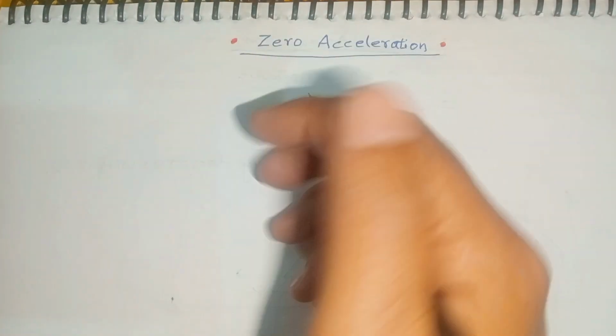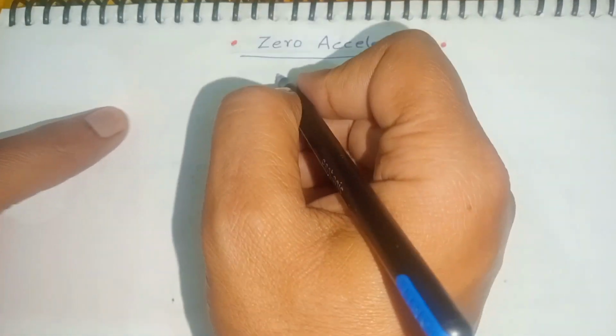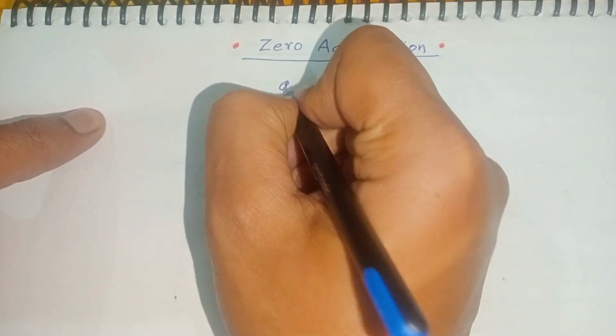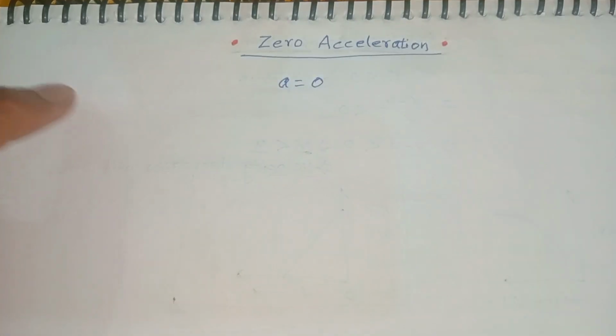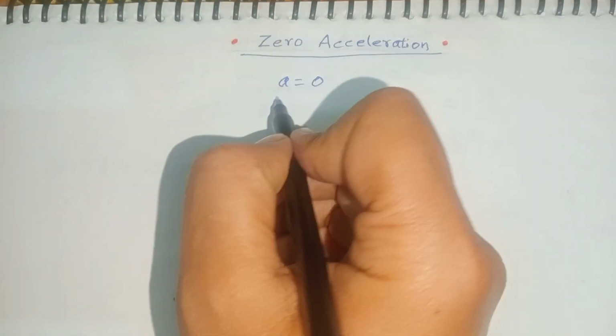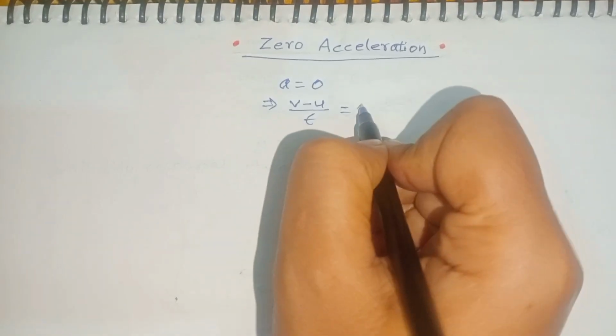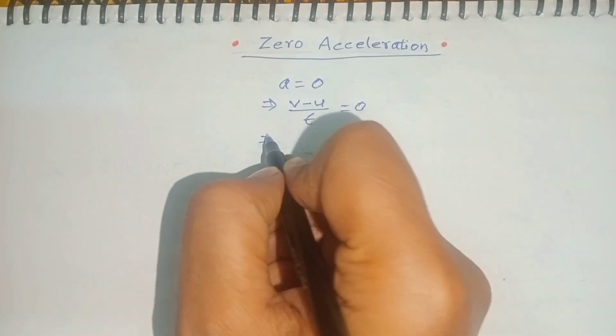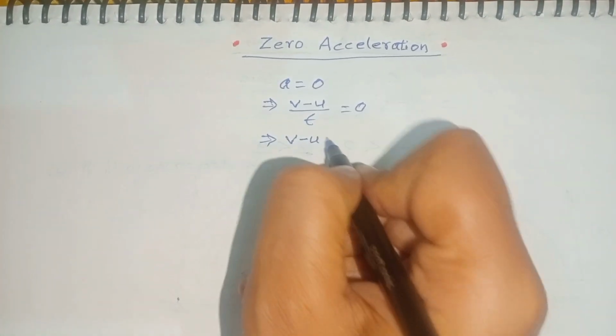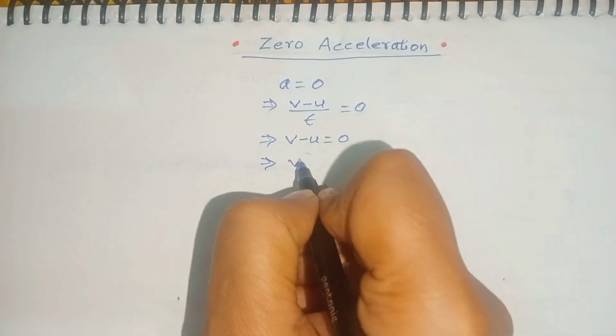Let us study the topic. Zero acceleration means acceleration equals zero. This is zero acceleration. Here it is (v minus u) by t, and this equals zero. What does it mean? It means v minus u equals zero. It means v equals u.